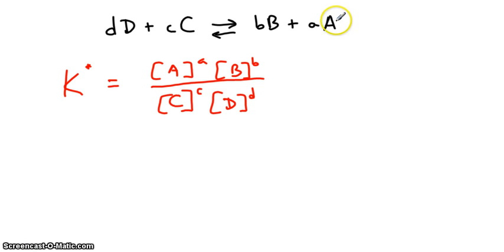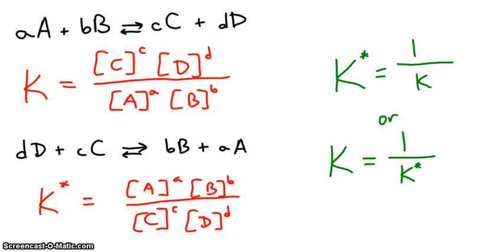If that chemical equation was reversed, the equilibrium constant would be inverted. When a chemical reaction is reversed, its equilibrium constant for the reversed reaction is the inverse of the original. So here we have the reversed equation's equilibrium constant: the inverse of the original equation equals the equilibrium constant of the reversed equation.